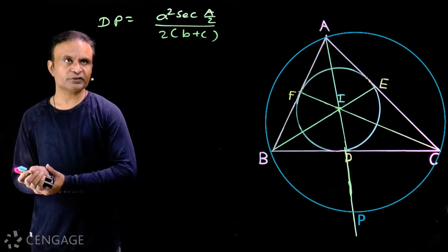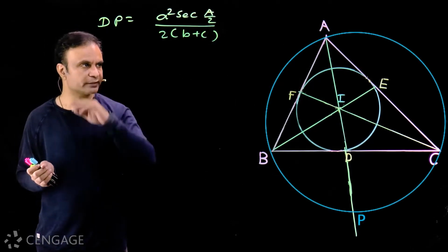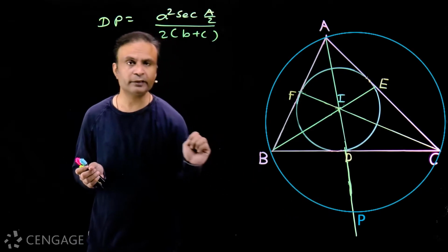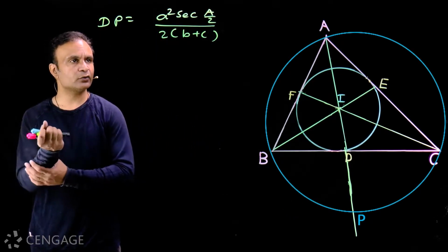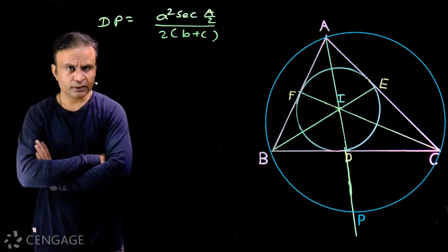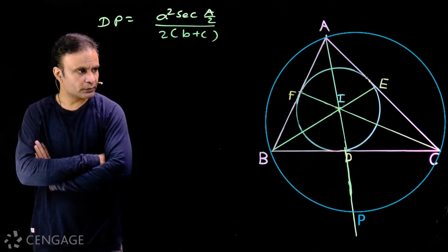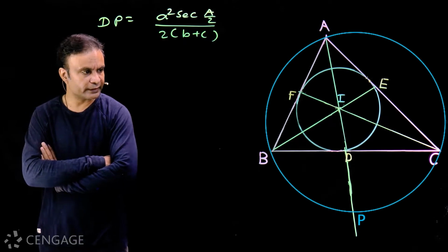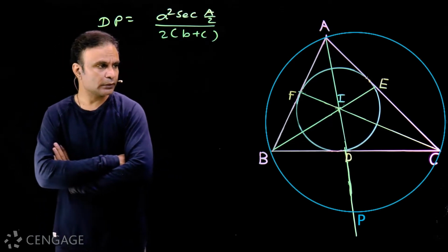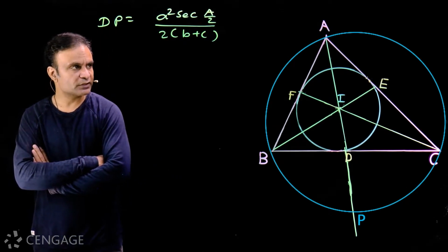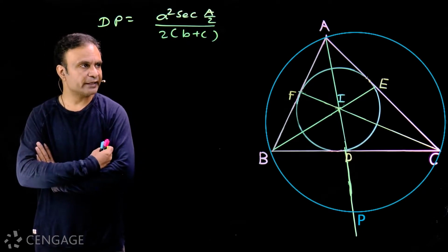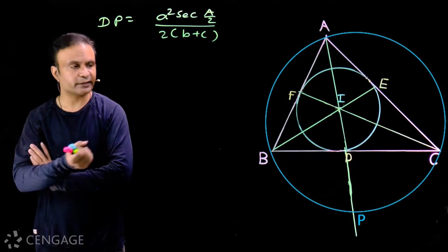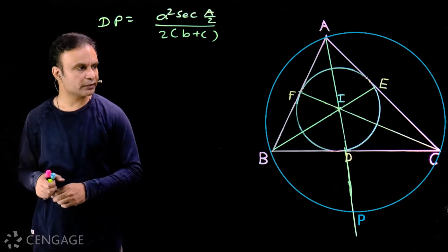Okay, now we have this question. If the internal angle bisector of angle A meets the circumcircle at point P, then we have to prove that DP is equal to a square secant A by 2 upon 2 multiplied by (b plus c). Now we want to find length DP, which is part of the secant AP of the circle. यहाँ पे AP जो है वो सर्कल का एक secant है. Okay, DP उसका एक part है.